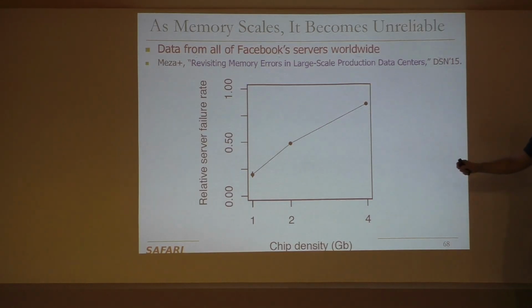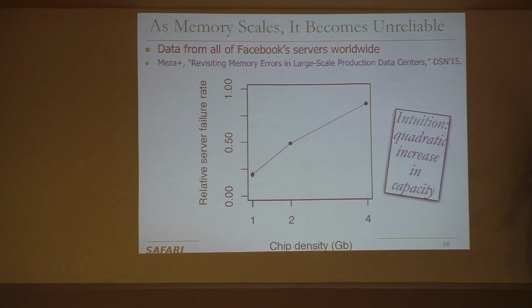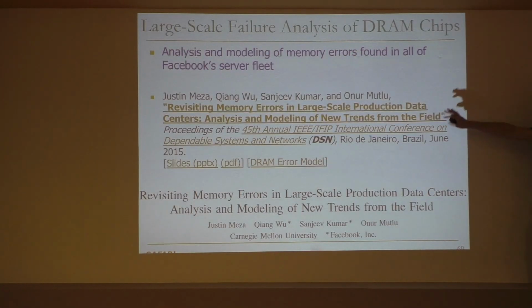Now you can correlate the density of the DRAM chip with the error rates that you see on the servers, and you can see this sort of correlation. Basically, as the density of the chip increases, the error rate increases. And this is intuitive. As chips become denser, the cells are more vulnerable to noise. As a result, you're getting more errors. If you really want to look at more data, we published this paper, and you can look at more data over here. I think it's very fascinating.